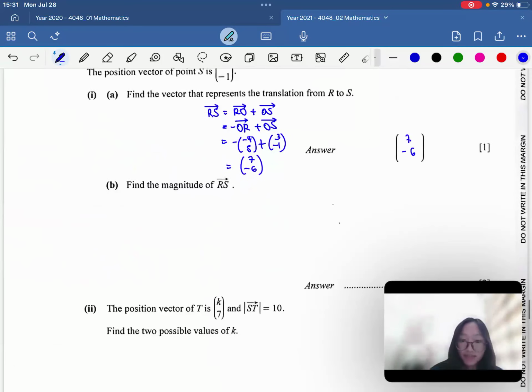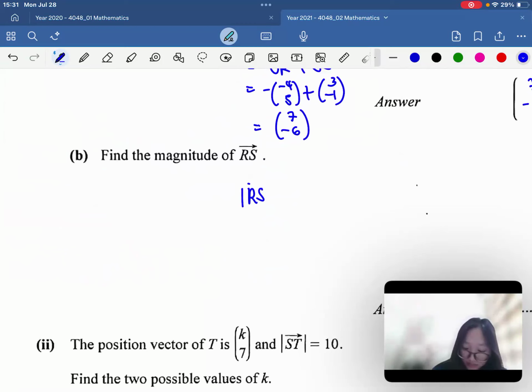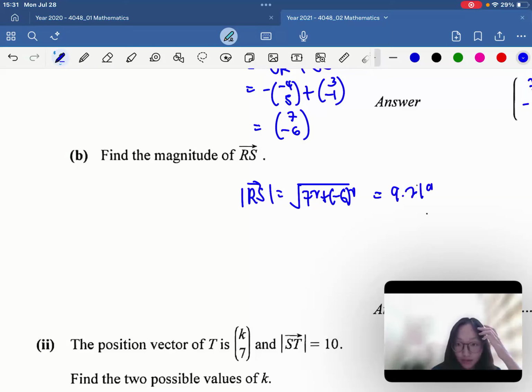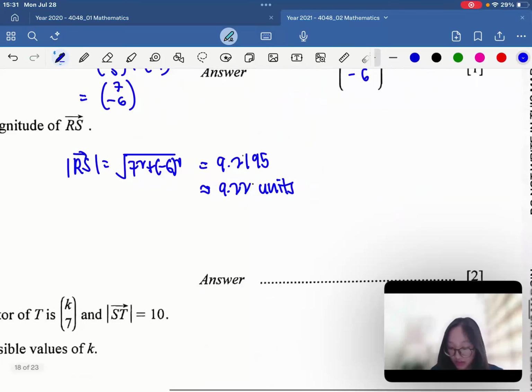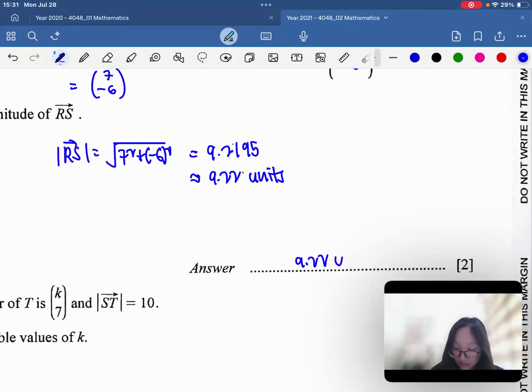Very simple. Square root of 7 squared plus negative 6 squared. Okay, so we get 9.2195, which should be rounded off to 9.22 units. So we get 9.22 units to 3 significant figures.